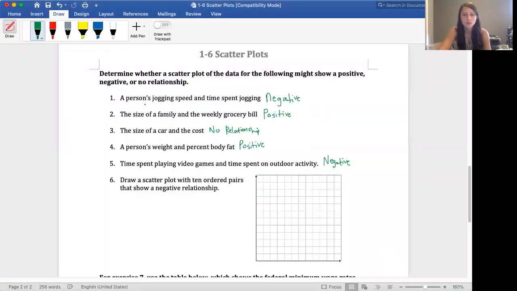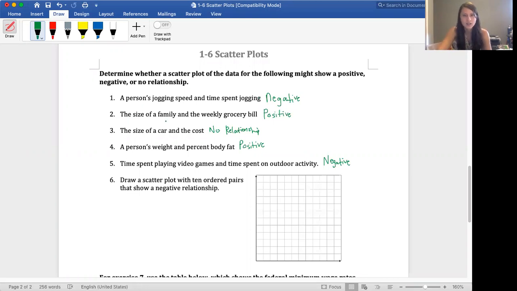So number 1, a person's jogging speed and the time spent jogging. I think as time goes on, your jogging speed might go down, right? Because you get tired. So the longer you jog, the slower you maybe will become. So that would be negative. Hopefully it's not. Maybe it stays consistent. But normally, the longer you jog, the more tired you are, and then your speed goes down.